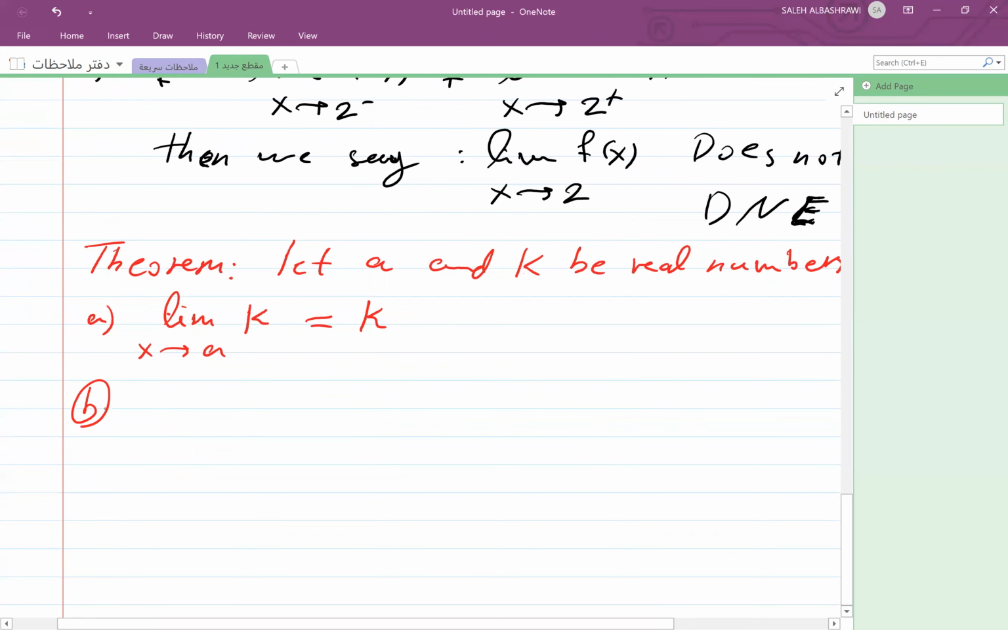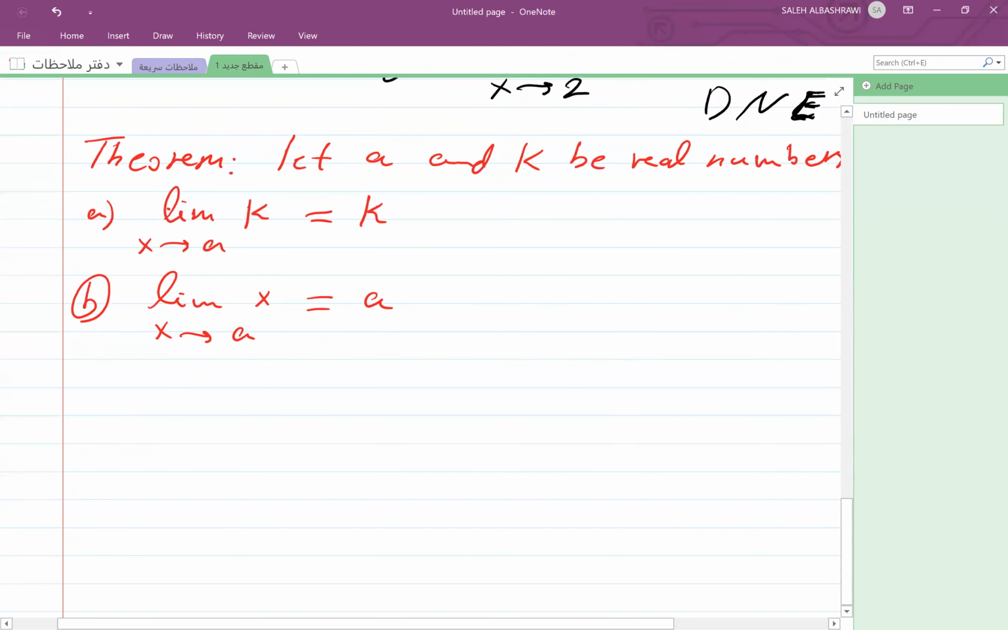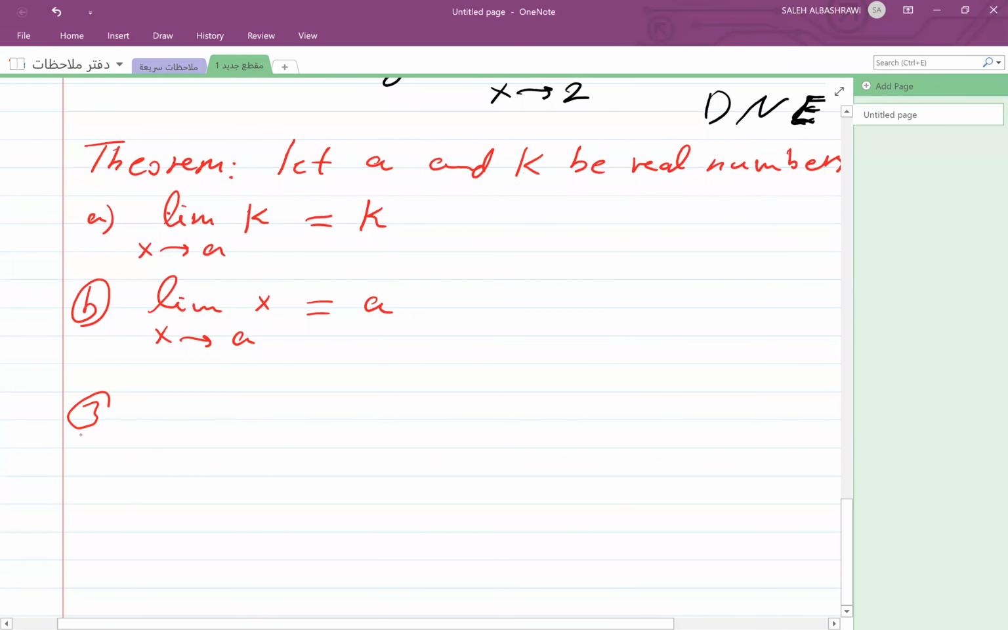B: the limit of x as x goes to a, or approaches a, is equal to a. This is direct substitution. Replace x by the given number. C: the limit of 1 over x.